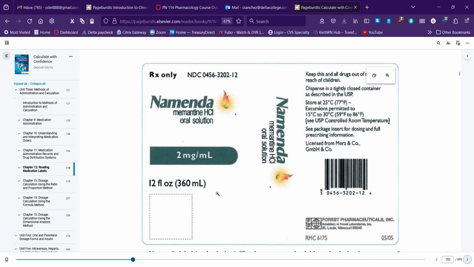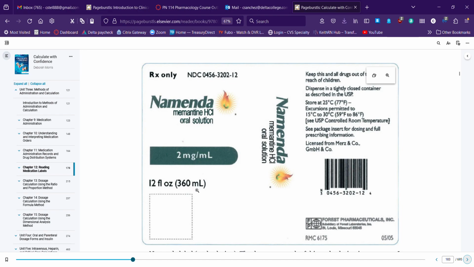So again, Namenda, got your caps here. Memantine is your generic, the lowercase. This is our dosage. It's 2 milligrams per mL, and it's got 360 milliliters in this oral solution. So this is a big bottle of liquid oral solution. So it's a liquid, but it's oral.